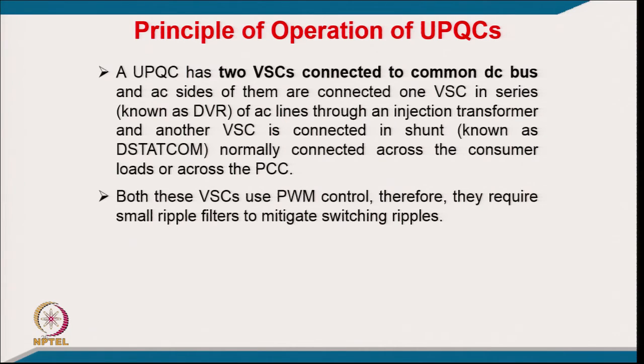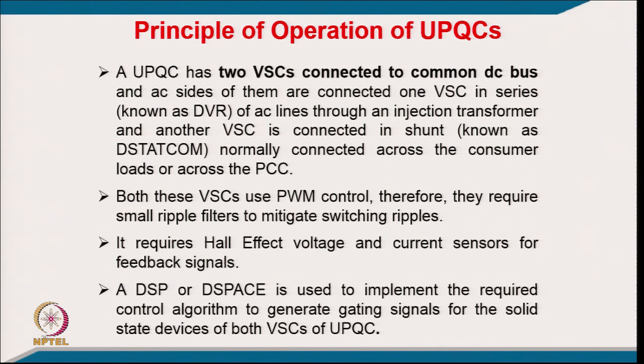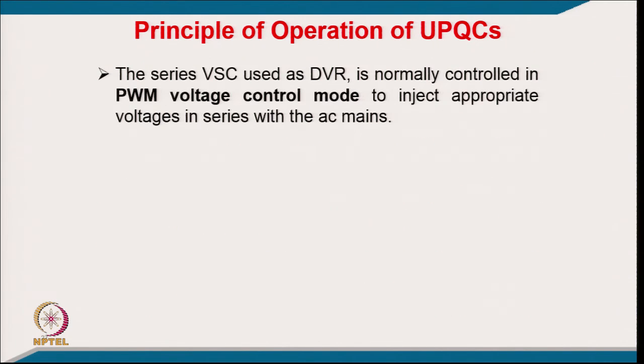Both these VSC use pulse width modulation control, therefore they require a small ripple filter to mitigate the switching ripples of both converters. It certainly requires Hall effect voltage sensors and current sensors for feedback signals for the control algorithm for the switching of both converters. A DSP, or another kind of DSP called dSPACE, is used to implement the required control algorithm to generate the gating signals for the solid state devices of both voltage source converters of the UPQC. And the series VSC, the DVR, is normally controlled in a pulse width modulated voltage control mode, because you are injecting the appropriate voltage in series with the AC mains.